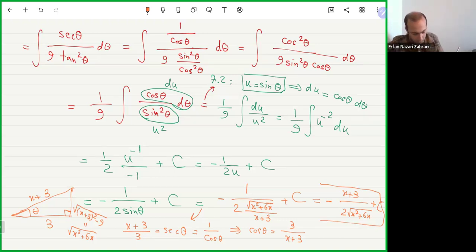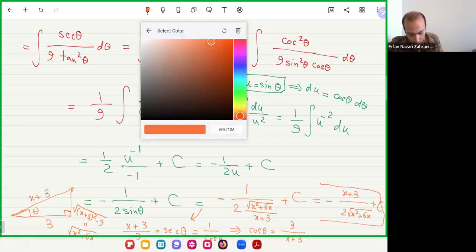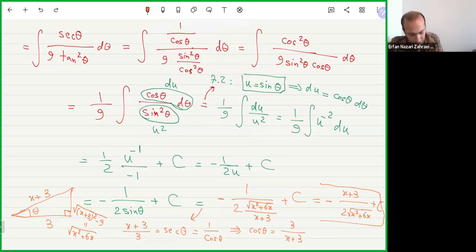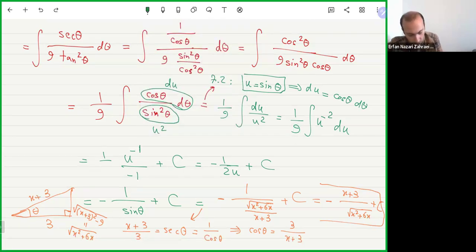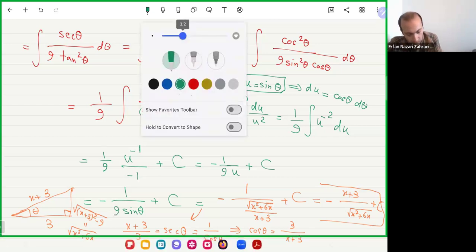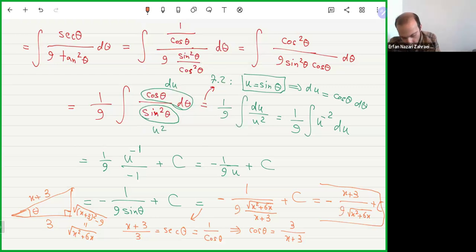By the way, I don't know why from some point I wrote 2. This was 9, so let me correct these numbers. I had this 9 on the back. That was a typo that I wrote 2. That's 9, this is 9, this is 9, and I have 9 here, 9 here. That is the final answer.